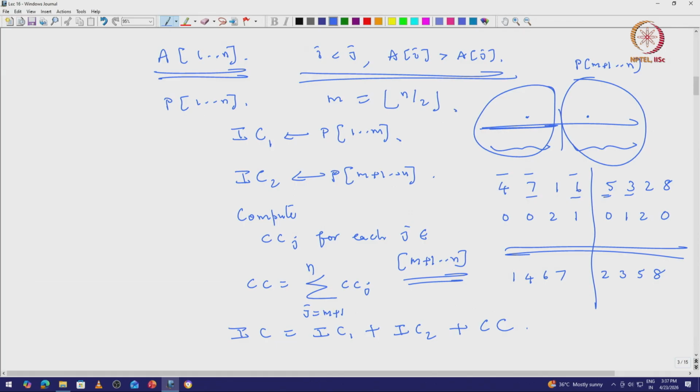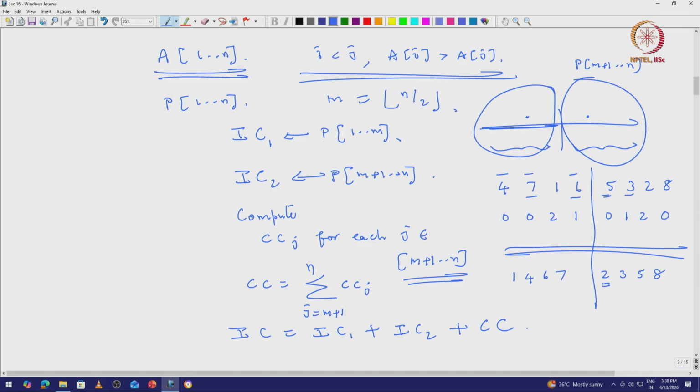Suppose I sort the left half and the right half. Still the values are there in the left half and right half, but they are sorted. I have not changed anything, I have only rearranged within the same half. Earlier I was comparing 2 with 4, 7, 1, 6, all items. I compared 2 with every item.